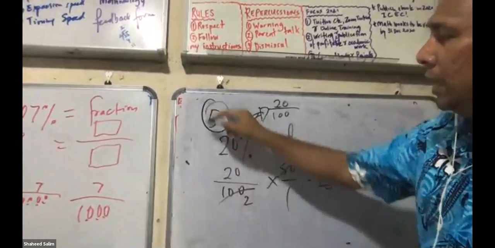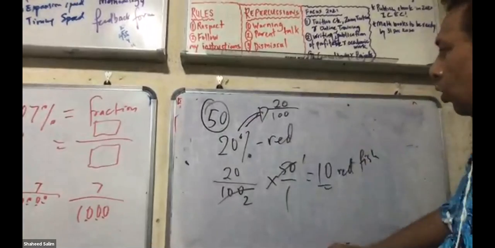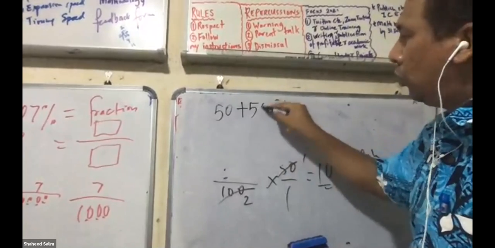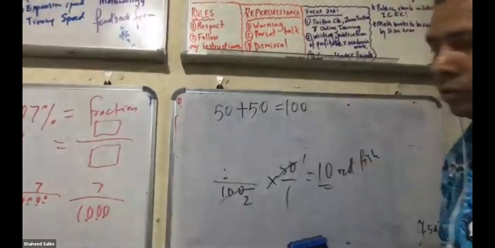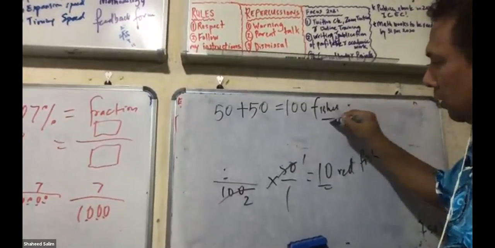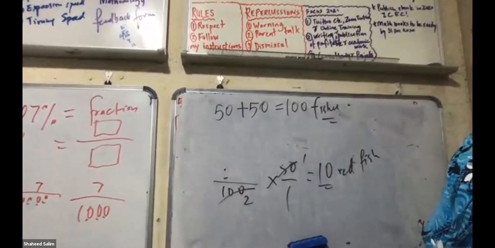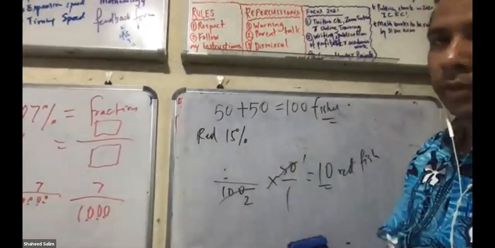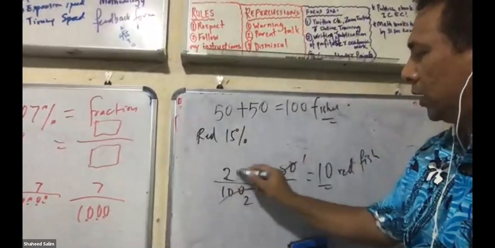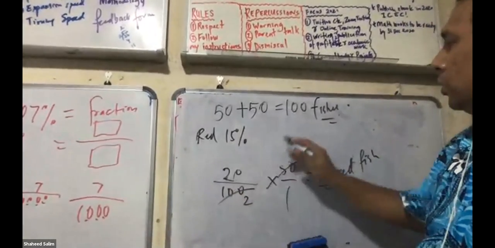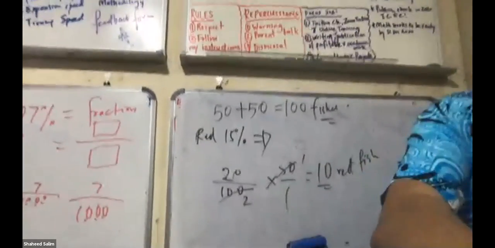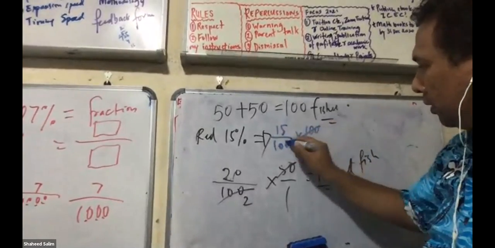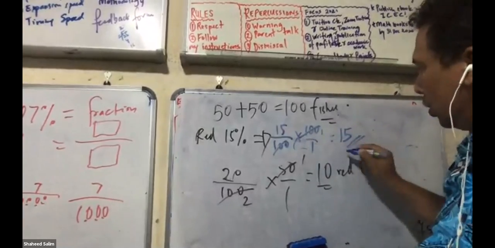Then they said he bought another 50 more fishes, right? So what's the new total? Last time the total was 50, now he bought another 50, so now there are 100 fish. But it says the red fish is now 15% of the new total. Last time we did 20% of 50, now we do 15% of 100, and you get 15.